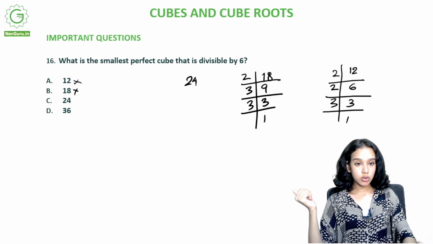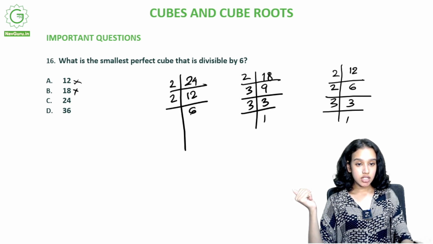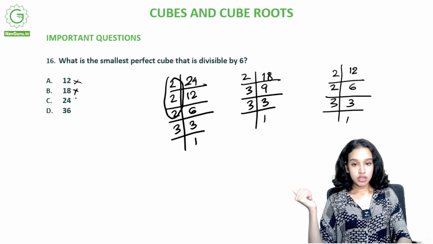So, 24. Divide by 2, we get 12. Again, we get 6. With 2, we get 3. With 3, we get 1. So, we get a triplet, but no.